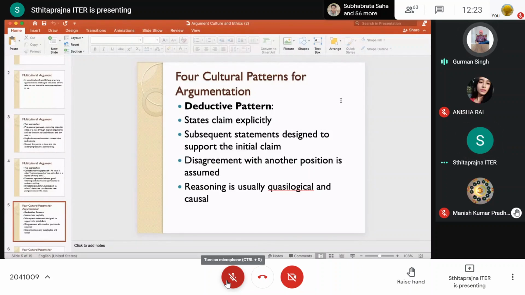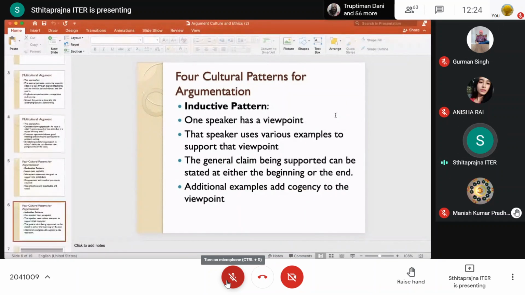Four cultural patterns for argumentation. Deductive pattern. States claim explicitly. Subsequent statements designed to support the initial claim. Disagreement with another position is assumed. Reasoning is usually quasi-logical and casual. Okay, thank you. So, if you didn't understand, no issues. We'll come to this.